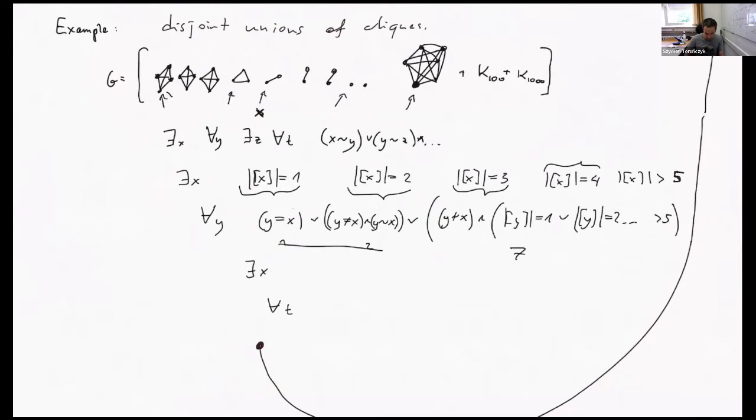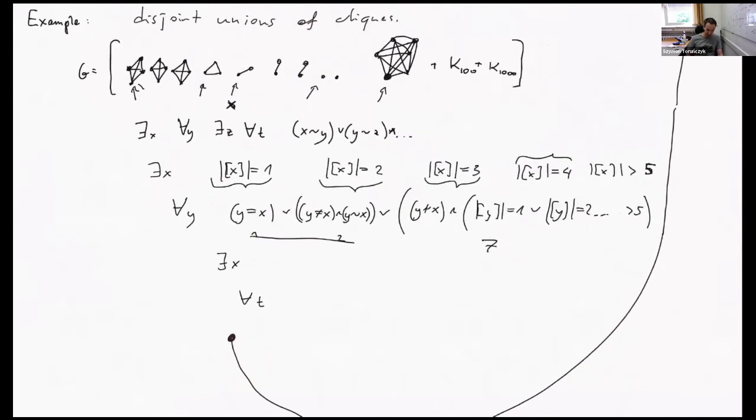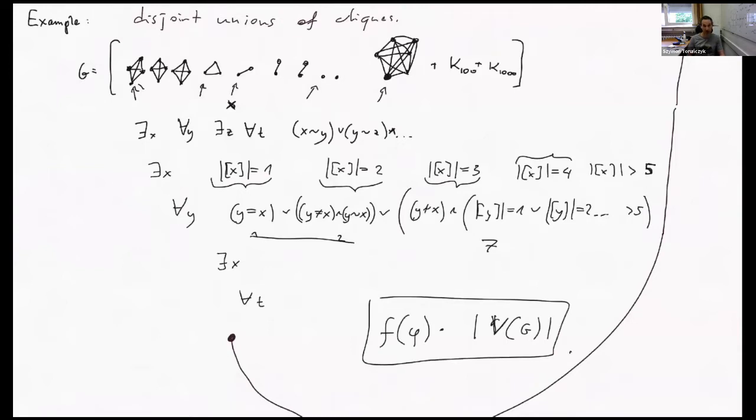Let's not count the exact running time, but I think it's going to be again a constant running time. No, well, it's not constant running time. Now you have to count the sizes of the connected components. Previously you had to count the size of the graph. Now you have to count the sizes of the connected components, and you can do that in linear time. And then your algorithm can be evaluated in time some function of phi times the number of vertices of G. So again, we can do FPT time for any first order formula, not just this specific one, on graphs which are disjoint unions of cliques.